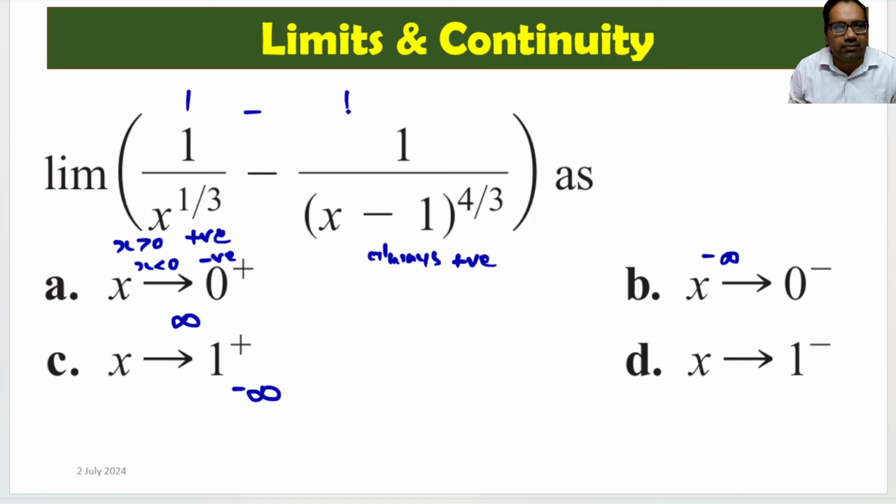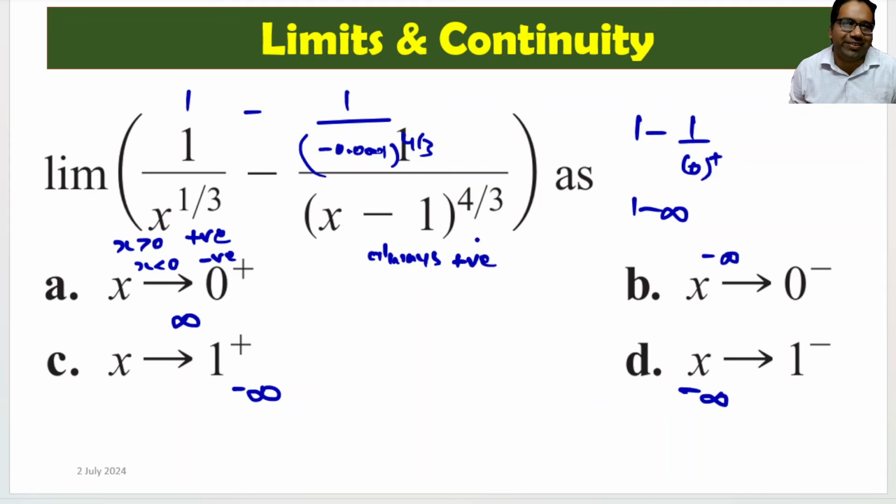Similarly, when x tends to 1 minus, it is again still positive. This becomes 1 by (minus 0.0000 something) whole power 4 by 3. This is still positive. So 1 minus what we get? 1 minus 1 by some small positive quantity. So 1 minus infinity again, which is equal to minus infinity.